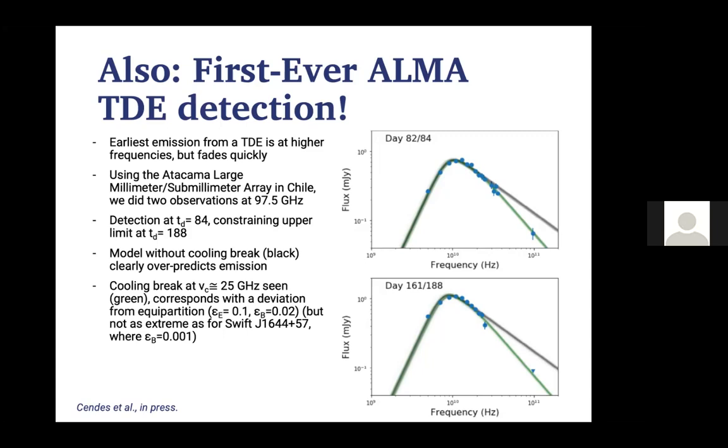And because we had a detection and then a constraining upper limit of this TDE, we could do that equipartition analysis that I was talking about earlier. And then we could see here that there's a cooling break. It's roughly 25 gigahertz where this cooling break occurs. And that corresponds with electron emissivity 0.02. So this says maybe 2% of those electrons are going into this. And it's not as extreme as for Swift J1644+57, but it's definitely there. You don't have just an equipartition system going on.